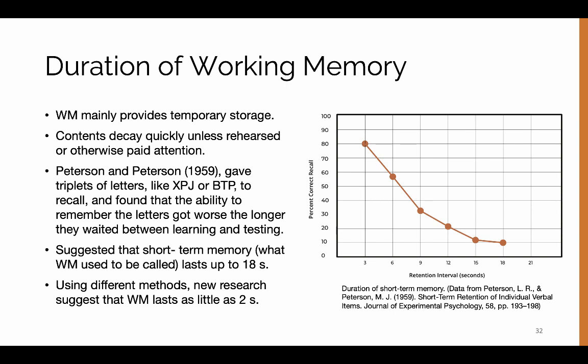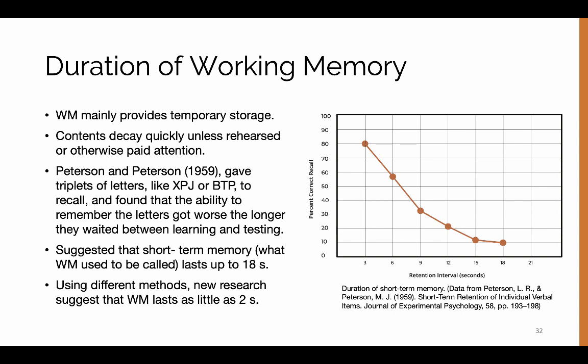So here's an old study from Peterson and Peterson in 1959. They gave 3 letters at a time to people. They would tell them letters like XPJ or BTP, and they would ask them to recall those letters. And they found the ability to remember the 3 letters got worse the longer they waited between learning and testing. But it wasn't like they waited a really long time. We're talking about on the order of seconds.